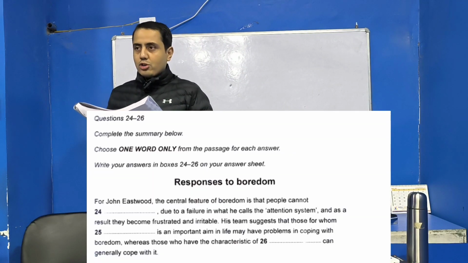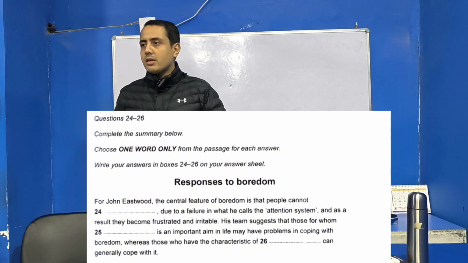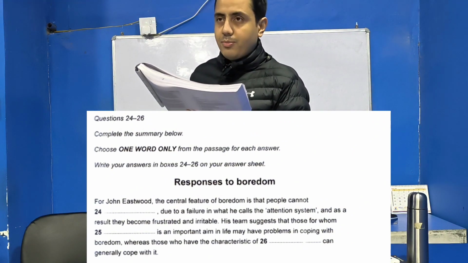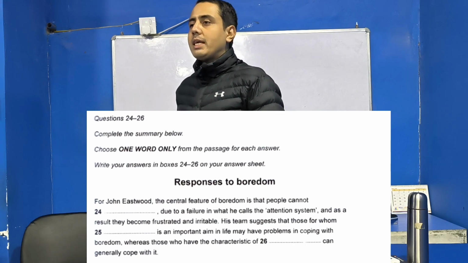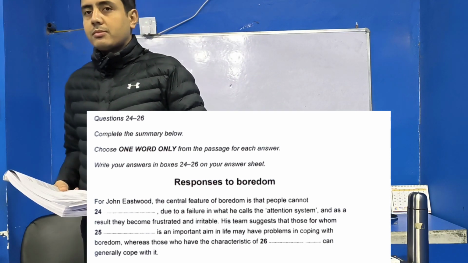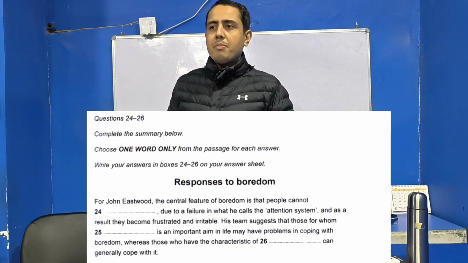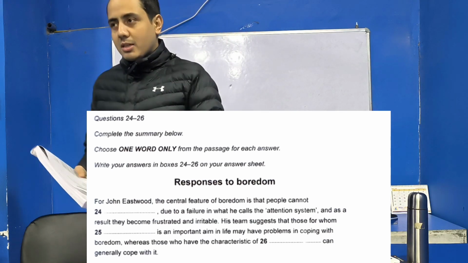Let me read the paragraph for you. For John Eastwood. Now, whoever this person is must be a researcher or a scientist. The central feature of boredom is that people cannot something. Now, can you guess what it might be? People cannot focus, or maybe people cannot concentrate, people cannot pay attention, something like that.